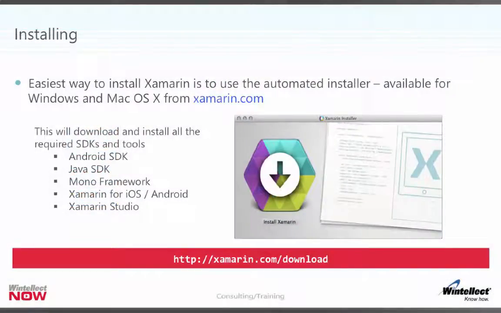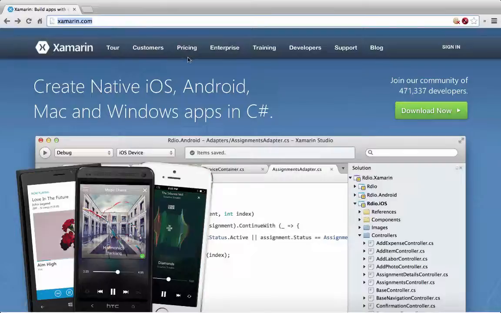To install Xamarin, all you need to do is go to Xamarin.com and click the download button. This will pull down an automated installer that will grab all the SDKs and tools necessary to begin building Xamarin-based applications. Here's the Xamarin website.